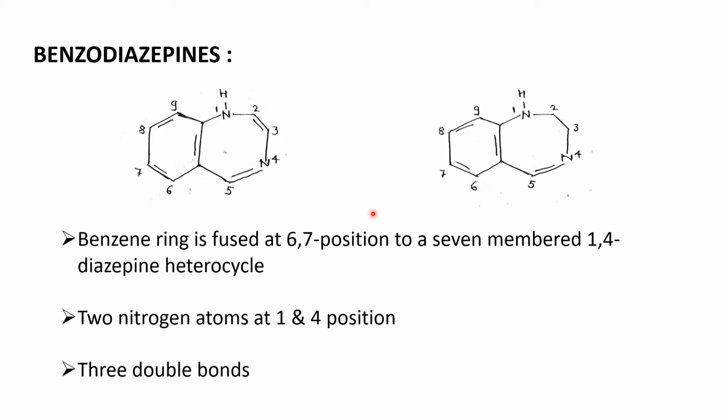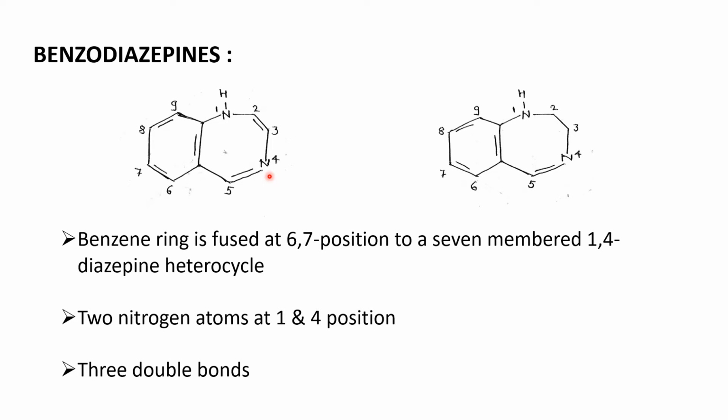To the structure of 1,4-diazepine, at the 6th and 7th position, a benzene ring is fused. That is the structure of your benzodiazepine. This is the structure of your benzodiazepine, having 3 double bonds, 1, 2 and 3. There is the presence of 3 double bonds.